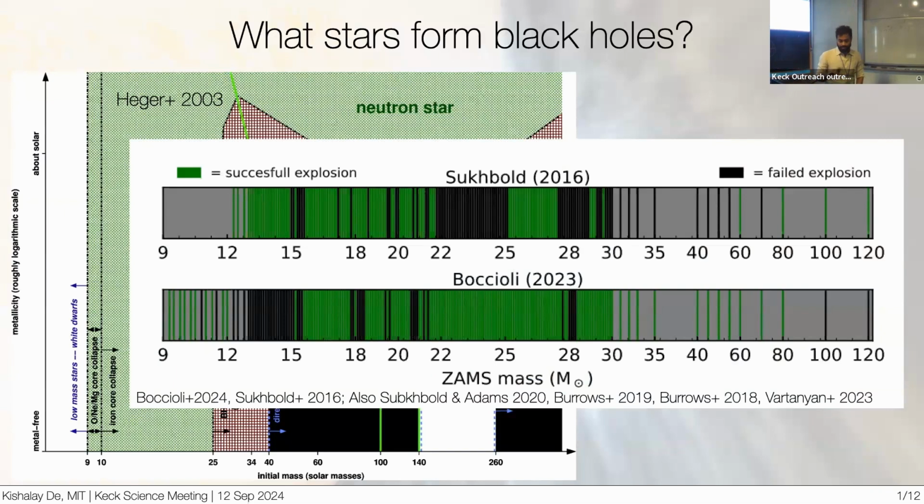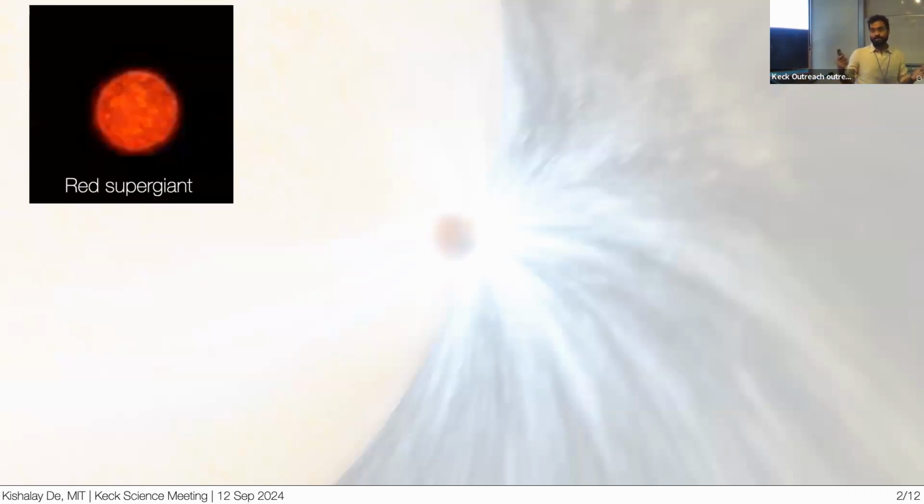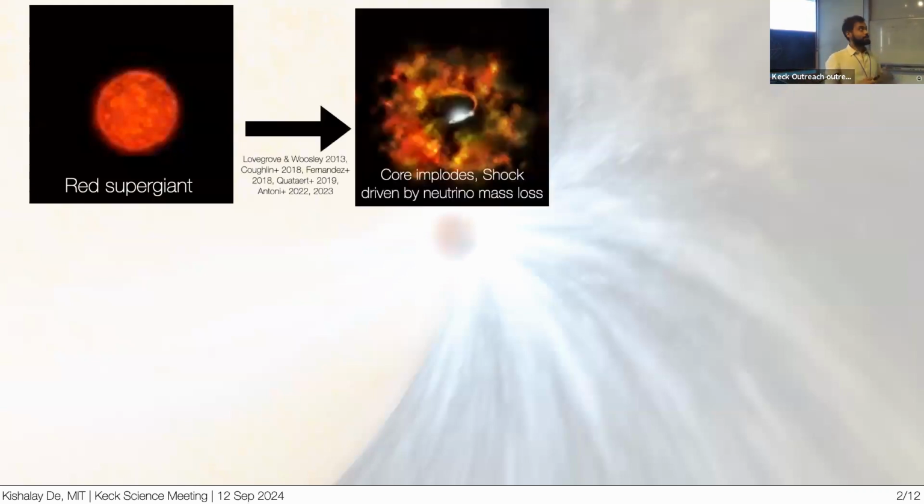So why is it so difficult to make this connection? And to understand that, I'd just like to talk a bit more about what it means that a star fails to explode and turns into a black hole. The general picture that we should be thinking of is something like this, where you have a massive star that towards the end of its life turns into a red supergiant. And at the end of its life, instead of exploding, the core implodes into a black hole. And the mass loss that happens because of the neutrino loss can eject some of the outer layers of the star, but most of it essentially falls back in, forming a black hole.